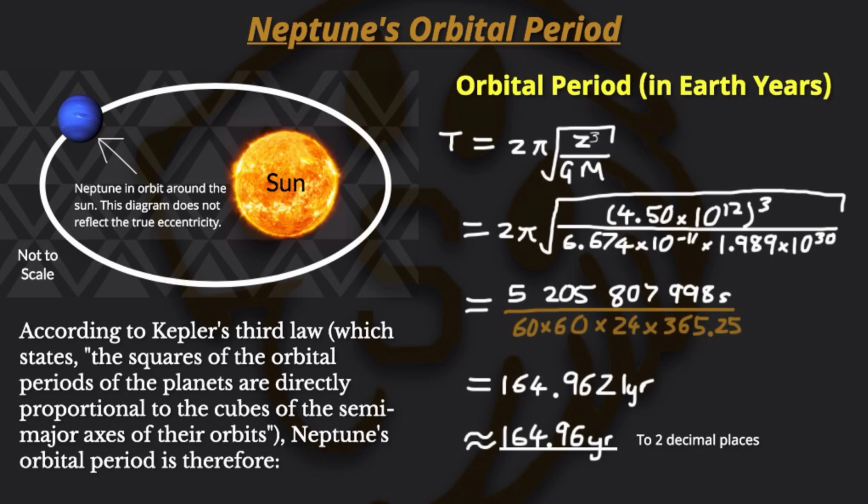And that's when you then get the 164.96 years to 2 decimal places. That's the number of years that Neptune takes to orbit the Sun or to go around the Sun. When Earth takes 1 year, Neptune has to take 164.96 years. Quite a long time indeed.